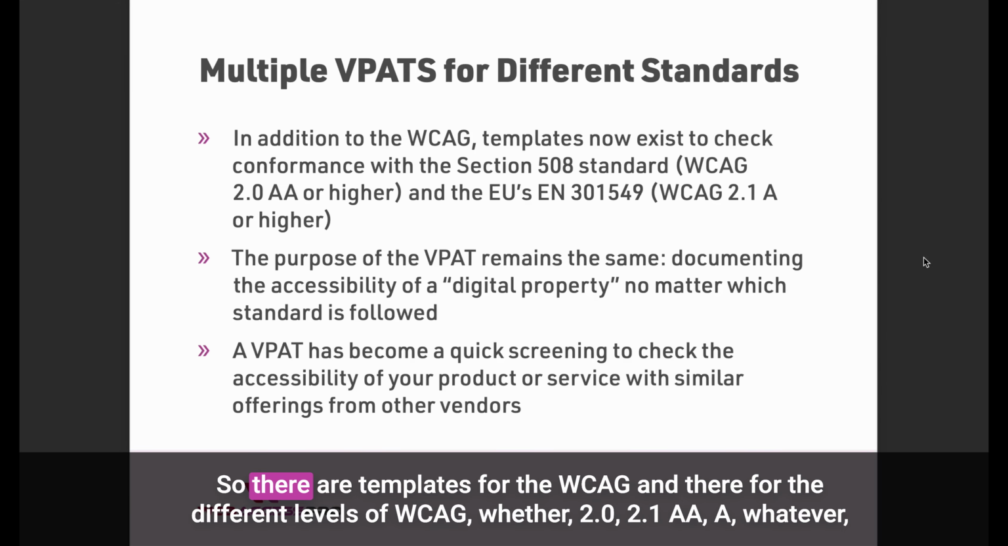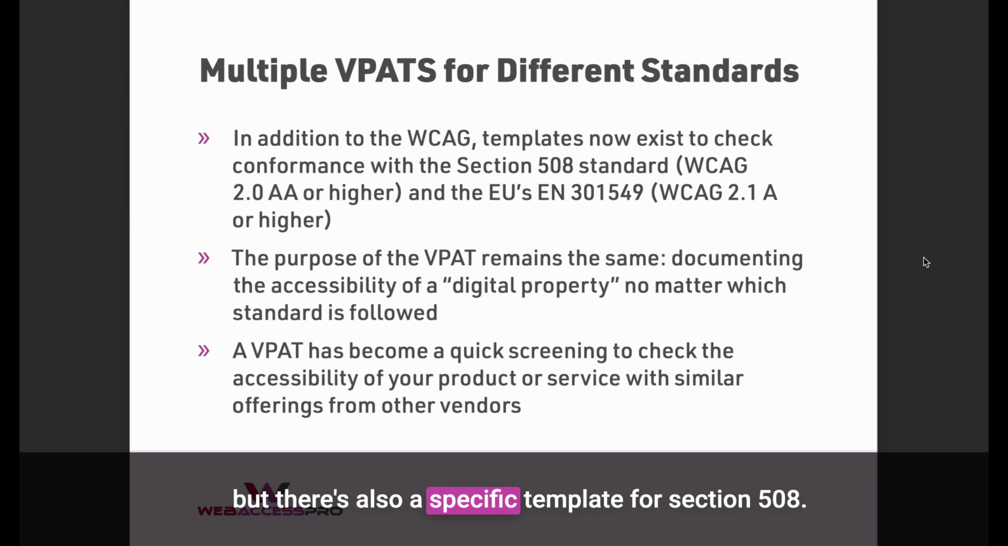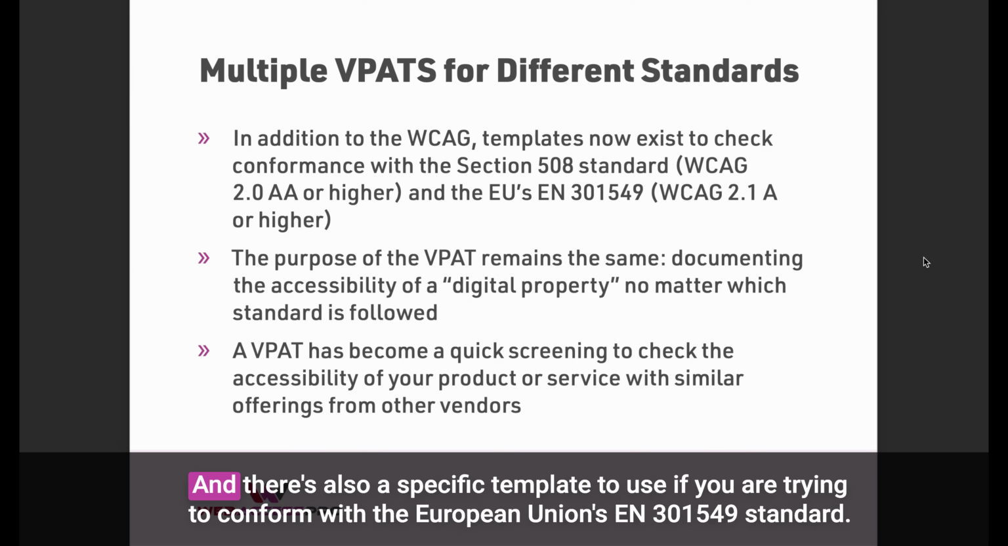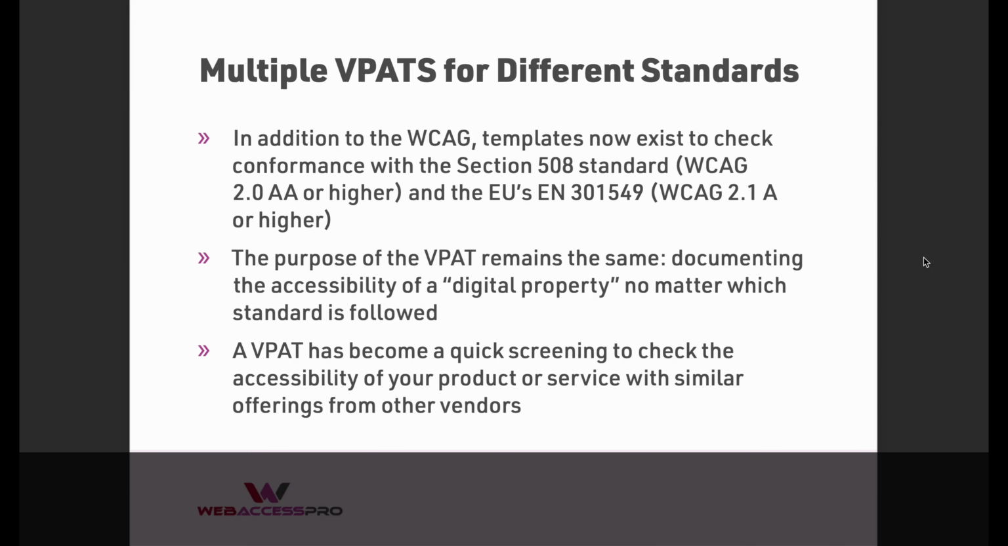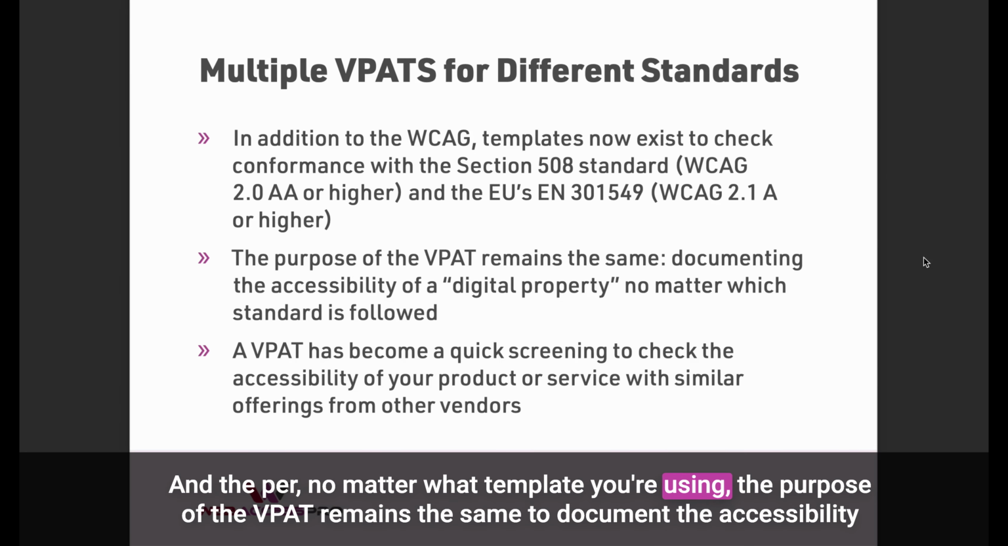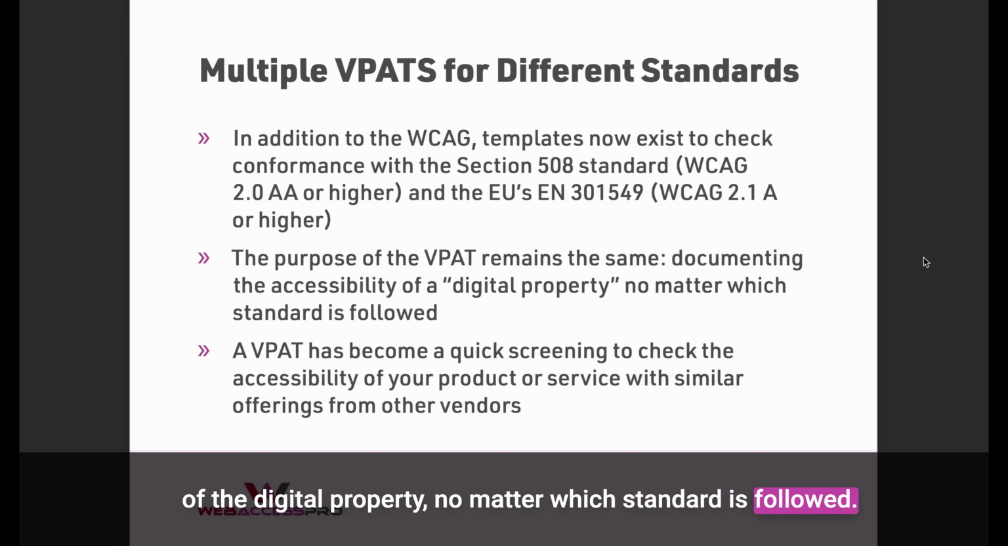There are unique VPATs depending on what standard you are going to use to evaluate your product. So there are templates for the WCAG, and they're for the different levels of WCAG, whether 2.0, 2.1, AA, single A, whatever. But there's also a specific template for Section 508, and there's also a specific template to use if you are trying to conform with the European Union's EN 301549 standard. And no matter what template you're using, the purpose of the VPAT remains the same: to document the accessibility of the digital property, no matter which standard is followed.